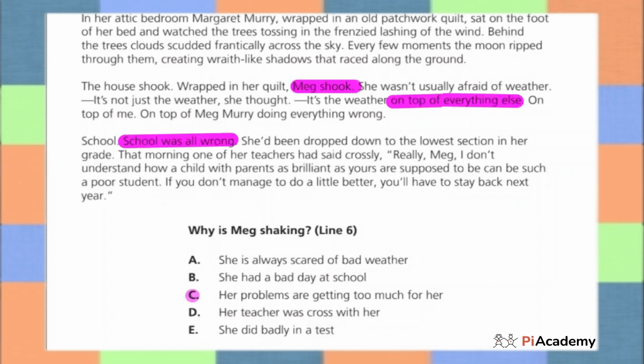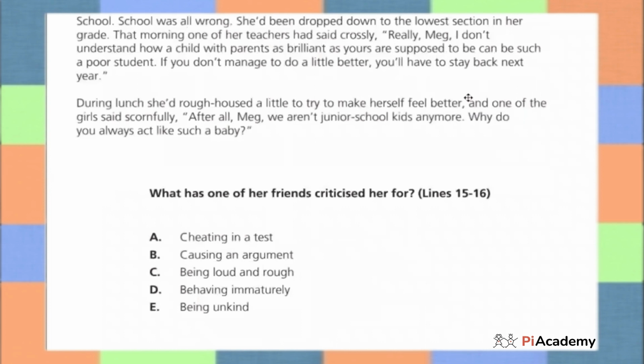Okay, we've got some good answers coming through. It is indeed C. Her problems are getting too much for her. So it's the weather on top of everything else. It's not just school, but school was all wrong, but it was everything. Just everything. Sometimes we have those days, don't we? And sometimes it's best just to wrap yourself up in a nice warm quilt. Okay, thank you for everybody who got that correct answer. Well done, guys.